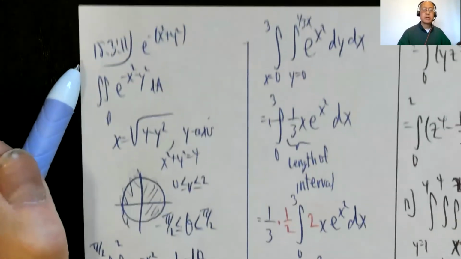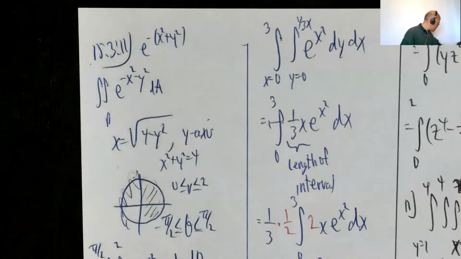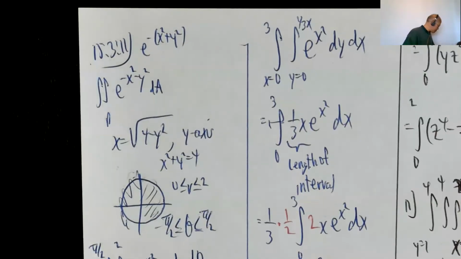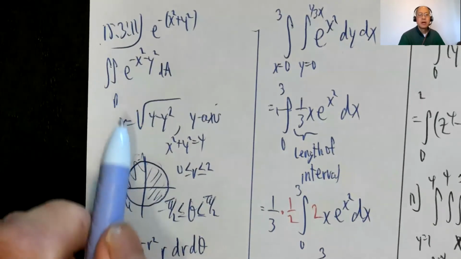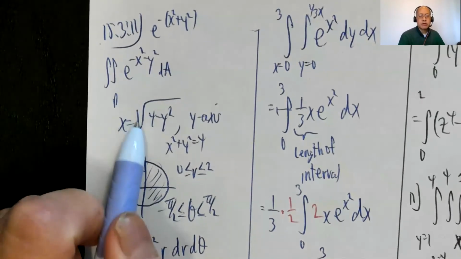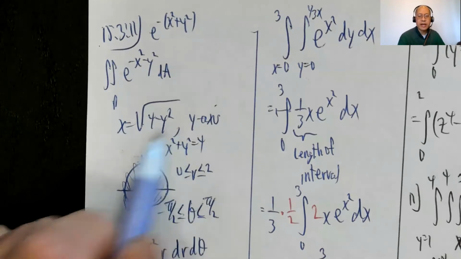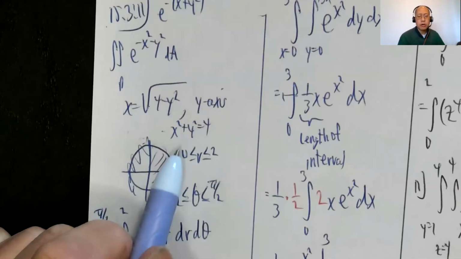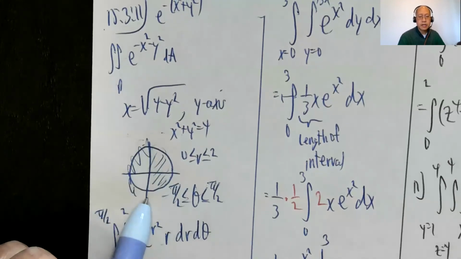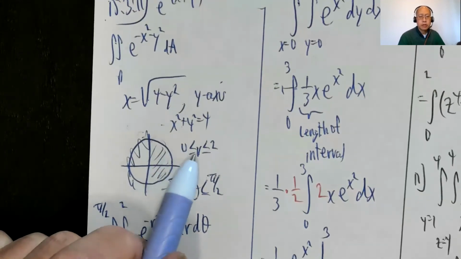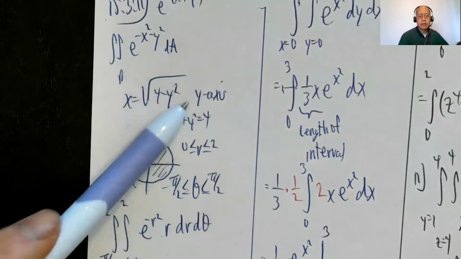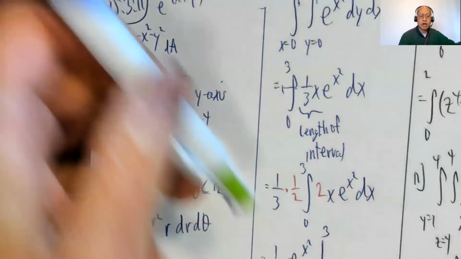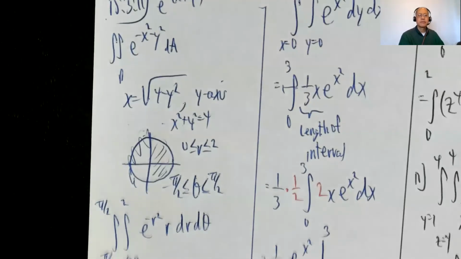Last one I want to show you is going back to 15.3, number 11. Okay, it says bounded by x equals radical 4 minus y squared and the y-axis. So that means x squared plus y squared equals 4. Okay, the y-axis is here. So r is going from 0 to 2. Theta can go from negative pi over 2 to pi over 2. That's probably the easiest here.